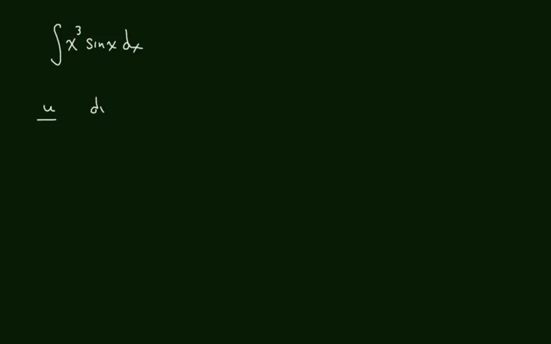u, dv. x cubed, sine x. Derivative 3x squared. The derivative 6x. The derivative 6. The derivative 0. Stop. Now I do the antiderivative. Be careful with these signs. This is going to be negative cosine of x. Its antiderivative is going to be negative sine x. And then the antiderivative of that will be positive cosine x, and the antiderivative of that is positive sine x.